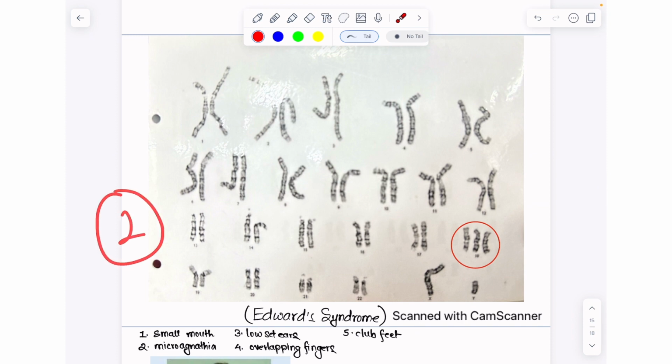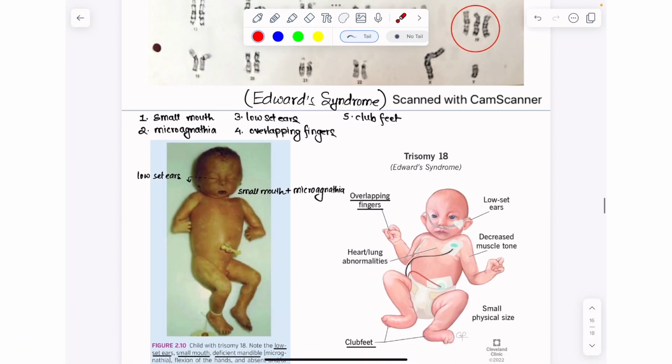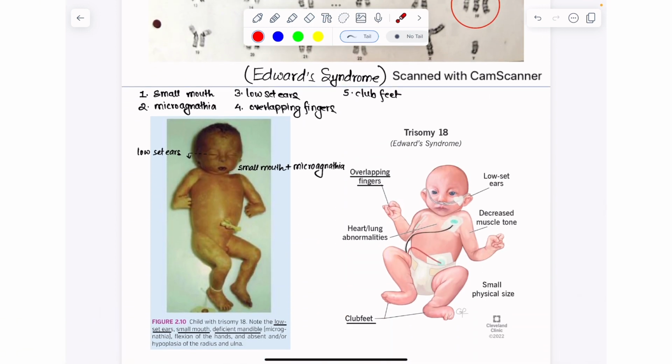Okay. Second question. In second question, you can see that we have trisomy 18. So the karyotype is of Edwards syndrome. E for 18, E for Edwards syndrome. Here are the features of Edwards syndrome. So presence of small mouth. The mandible, it is deficient, which is also called micrognathia, micro means small, gnathia means mandible. Low set ears, the ears are at a position lower than its normal position. Overlapping fingers and club-shaped feet.